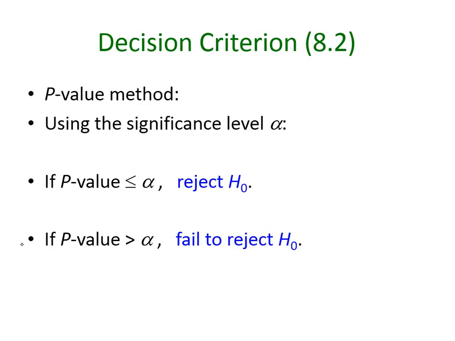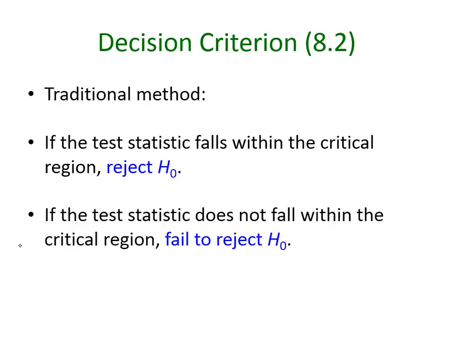Be able to do these calculations by hand also, because I will be looking for both of those kinds of things in different problems. The traditional method is a different way of doing it. If you're doing it by hand, the traditional method is the easier method to do. If the test statistic falls within the critical region, we'll reject our null hypothesis. If the test statistic does not fall within the critical region, we will fail to reject the null hypothesis.